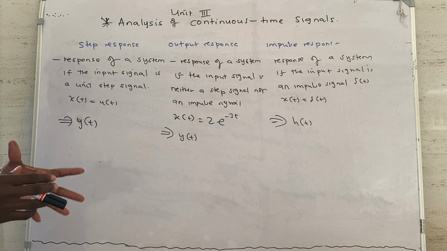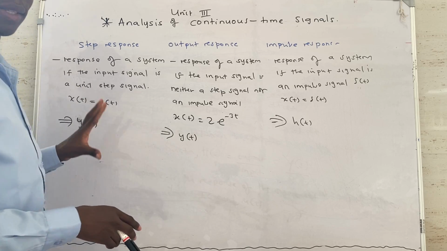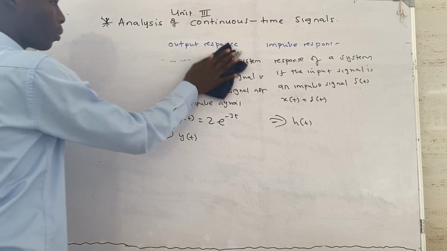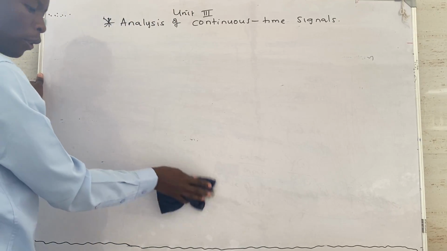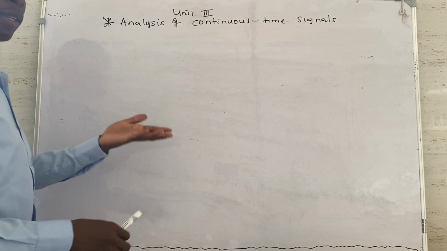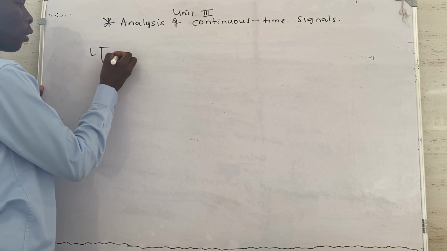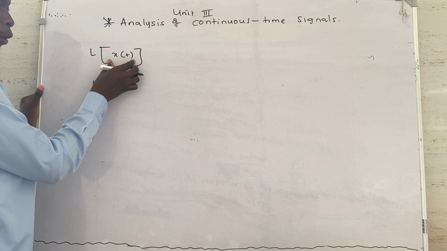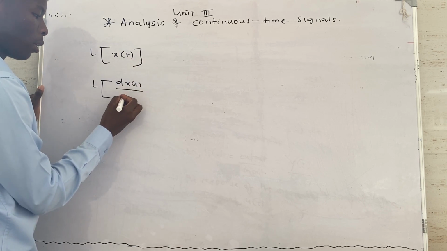Now we would like to discuss the Laplace transform. How are we going to apply the Laplace transform in this case? So see, you can take the Laplace transform of the input signals. You can also take the Laplace transform of the output signal. Like the Laplace transform of x of t. Suppose you have differentiated this, so the Laplace transform of dx of t by dt.